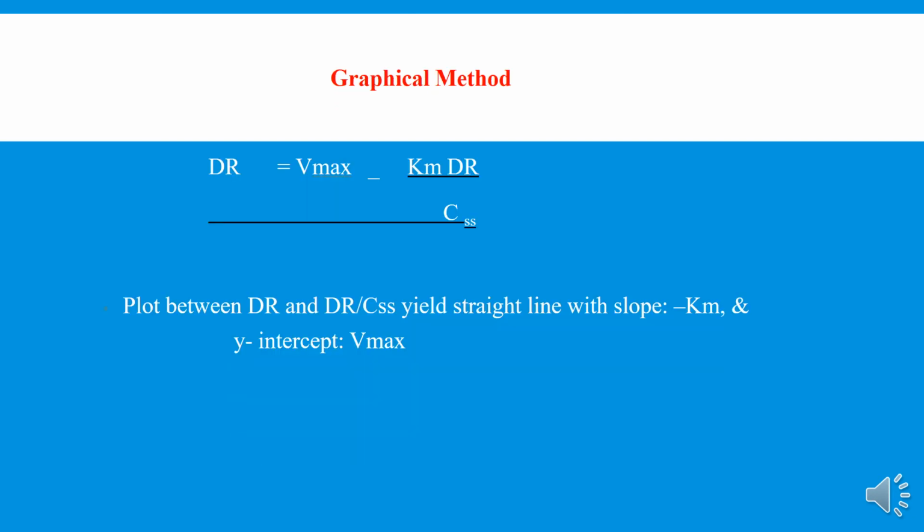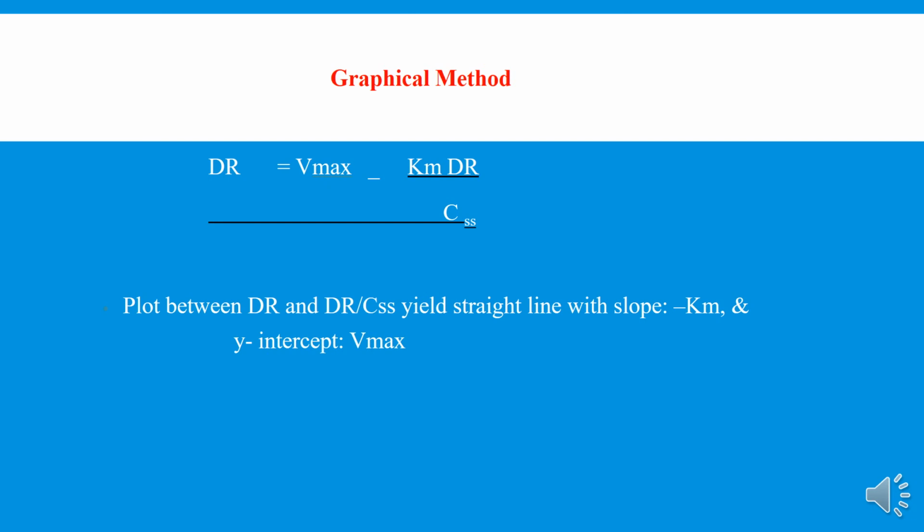The third method is the graphical method. The graphical method is also used to determine Km and Vmax. Here we rearrange the equation and get DR is equal to Vmax minus Km into DR by steady state concentration. So when we plot DR versus DR by CSS, we will get the slope as minus Km and the y-intercept as Vmax. So these are the three ways by which we can find out the Km and Vmax.